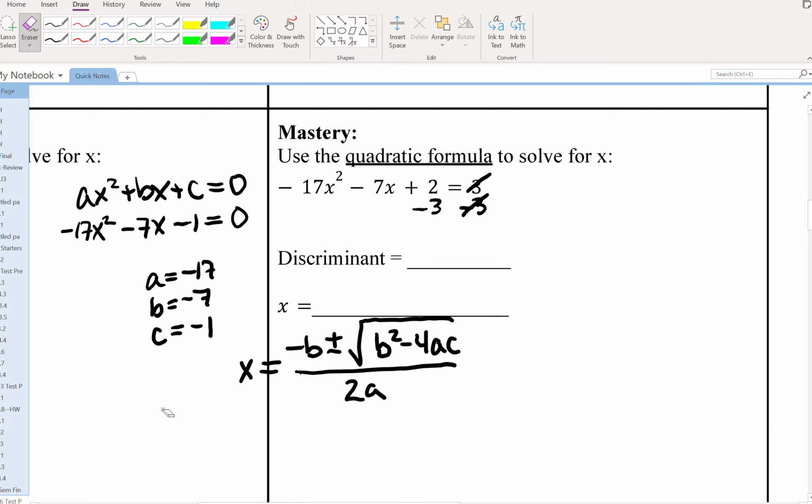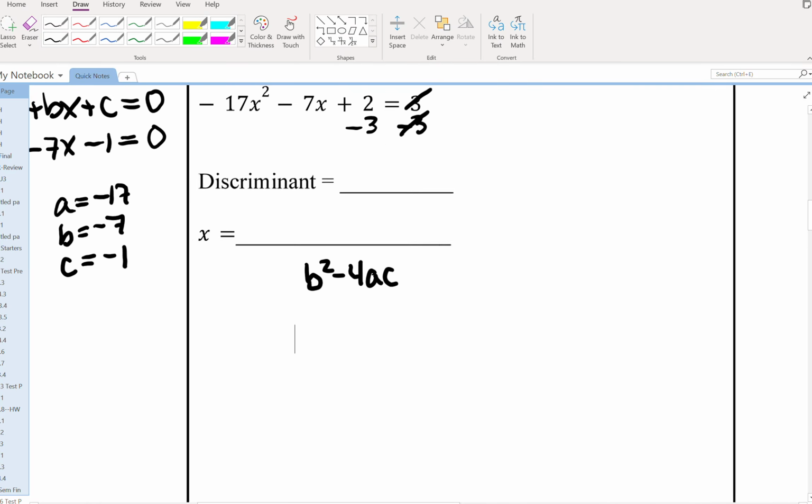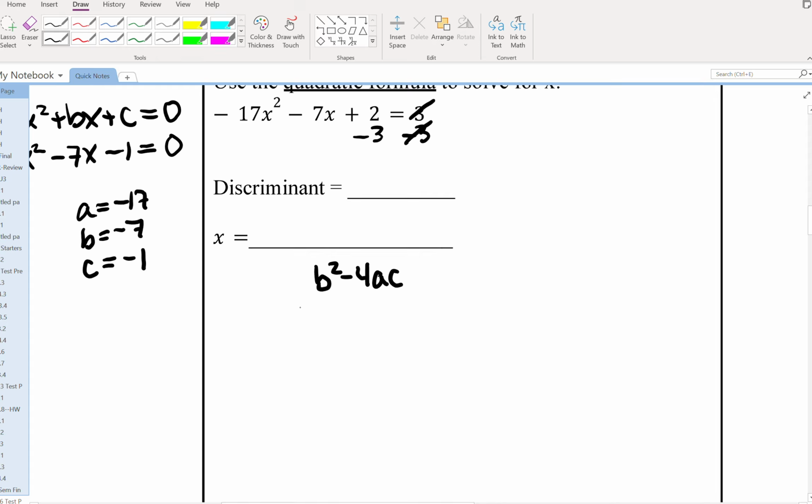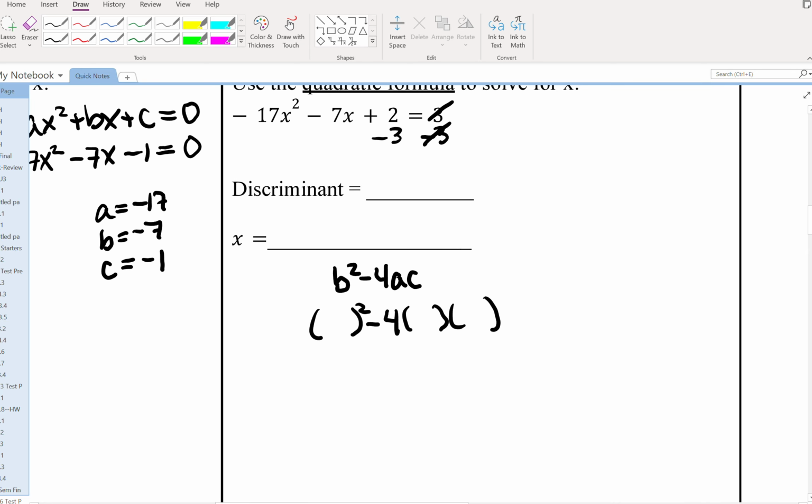This is the whole formula, but the discriminant is just the part that's under the radical, and it doesn't even include the square root. So if you write b squared minus 4ac, and right below it put b squared minus 4ac, then you can just plug in those values. So b is negative 7. Really important to have negatives inside the parentheses, otherwise you're not squaring the whole number, negative 7. A is negative 17, and c is negative 1.